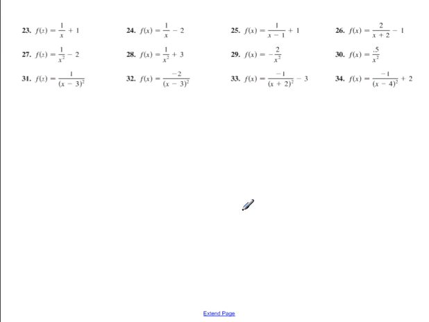And then looking further at how these relate to the original function, like 1 over x minus 2, that's going to move down 2 units. 1 over x plus 1 is going to move up 1. 1 over x minus 1, plus 1, now that's going to have a combination, right? That's going to move it right 1 and up 1. 2 over x plus 2, minus 1 is going to move left 2 and down 1.